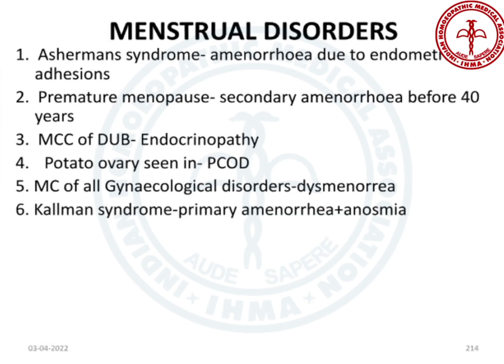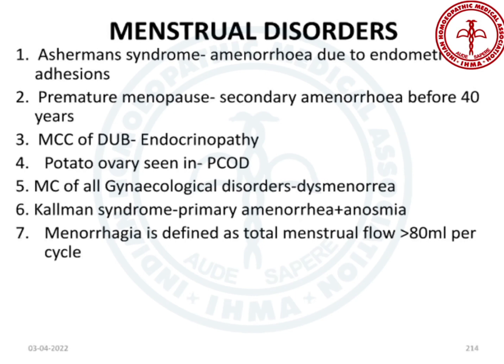Now, what do you mean by Kallmann syndrome? Kallmann syndrome is nothing but primary amenorrhea along with anosmia. Important, previously asked question. Now, menorrhagia, that means increased menstrual bleeding. Actually, by definition, if the flow is greater than 80 ml per cycle, then only we can say it is menorrhagia. The most common type of dysmenorrhea is the spasmodic variety.